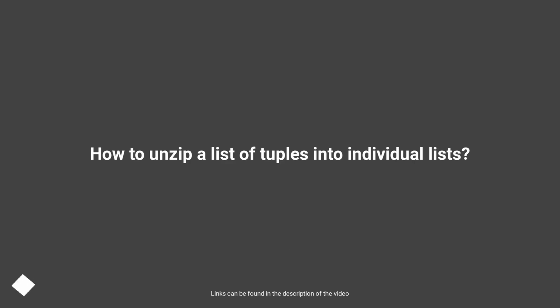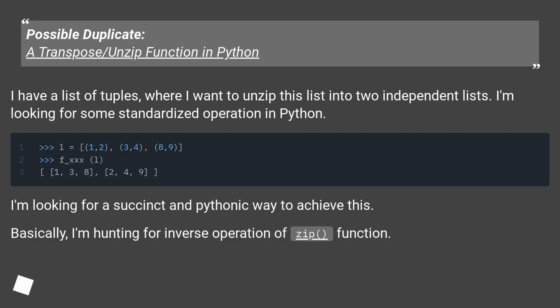How to unzip a list of tuples into individual lists. Possible duplicate: a transpose/unzip function in Python.